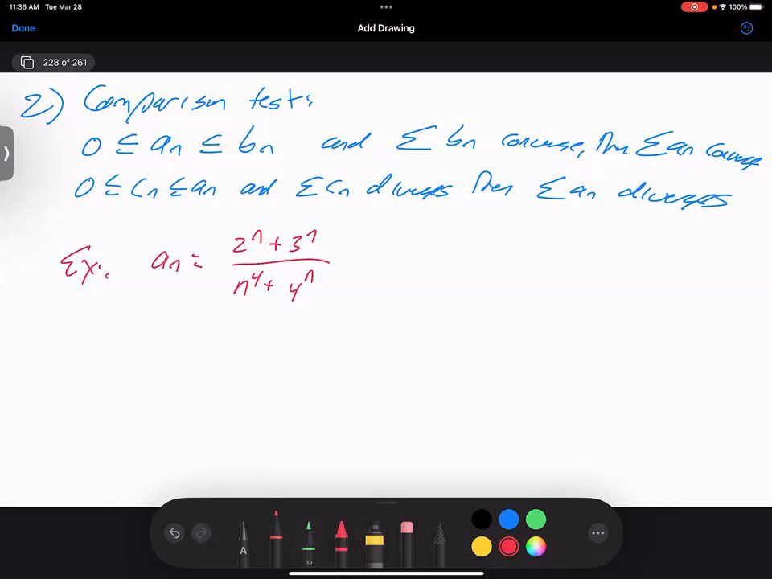I think it might diverge. Okay, why do you think it might diverge? Because it looks similar to the one that's like 1 over n to the 4th. And when n goes to infinity, it goes to 0.